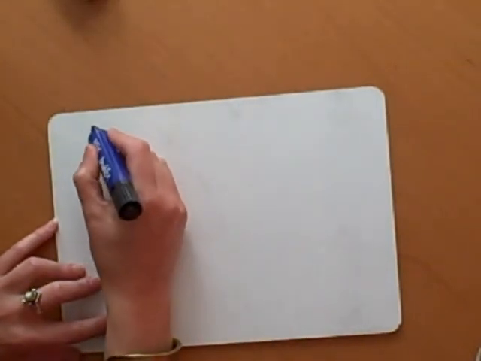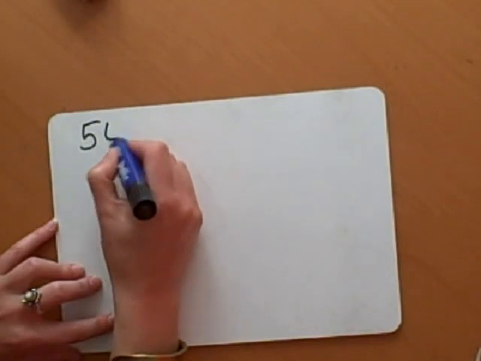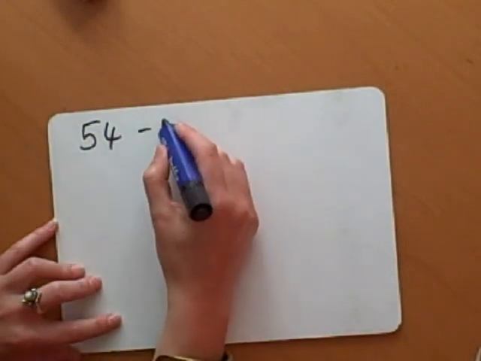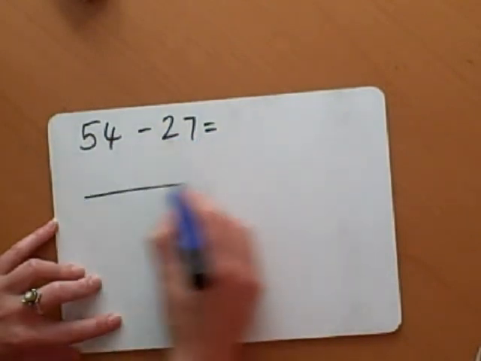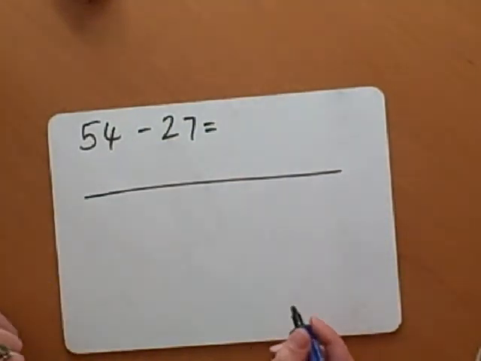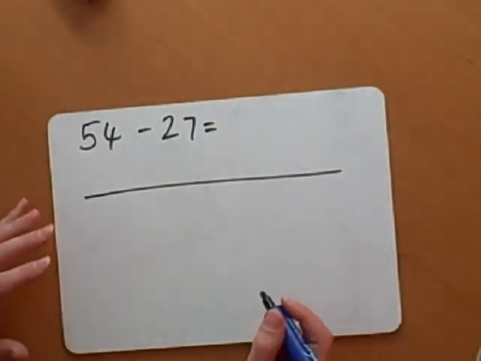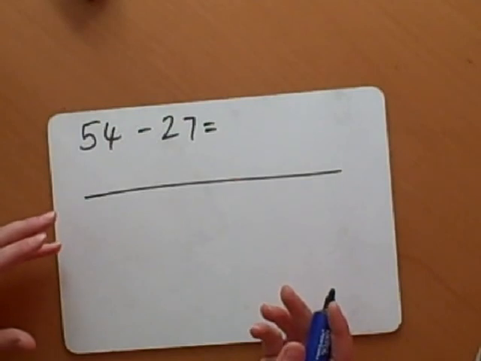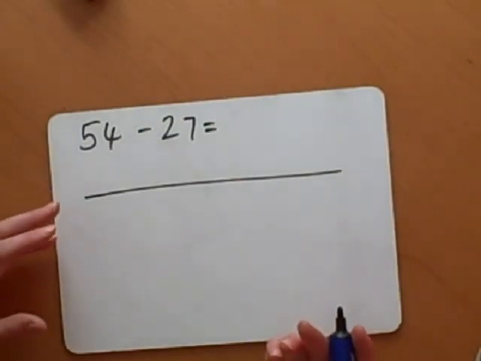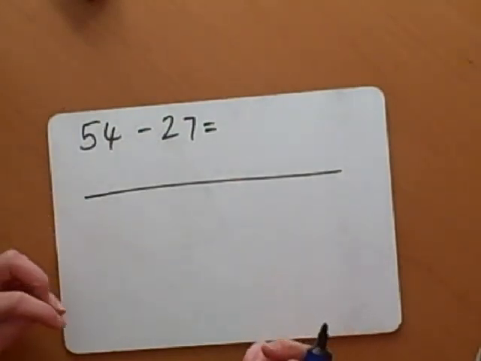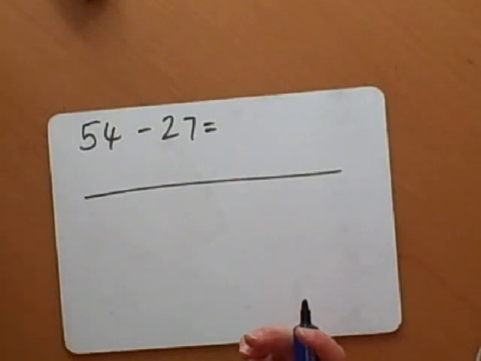Let's do another example of that. 54, take away 27. At this point in the film, you could pause this, do this with your child, and then start the film again and see how you did. You may have a slightly different method. It's important for children to discover their own methods, so long as they're not too overly complicated, so long as they're efficient.